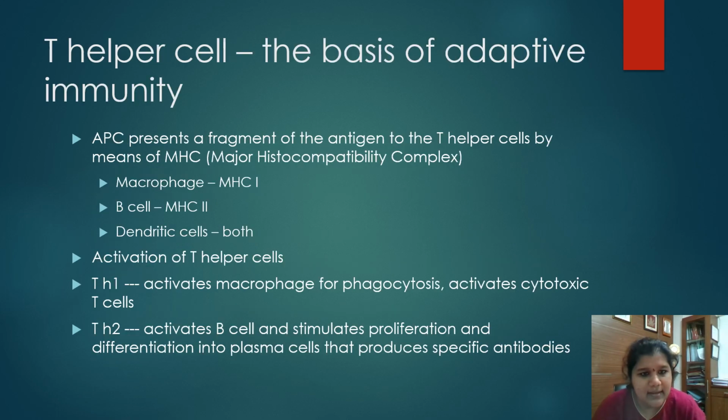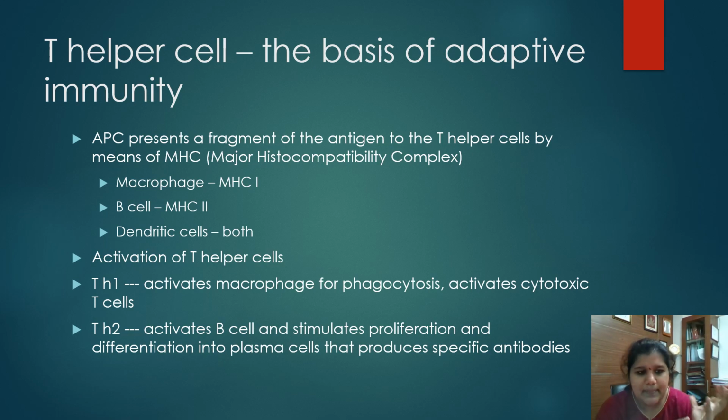Now T helper cell. T helper cell is a very important cell that forms the basis of the adaptive immunity. Now when an antigen presenting cell, be it a macrophage or a B cell or dendritic cell, presents the antigen to the T helper cell by means of major histocompatibility complex. That is, for macrophage it is MHC1, for B cell it is MHC2, dendritic cell has both MHC1 and 2.